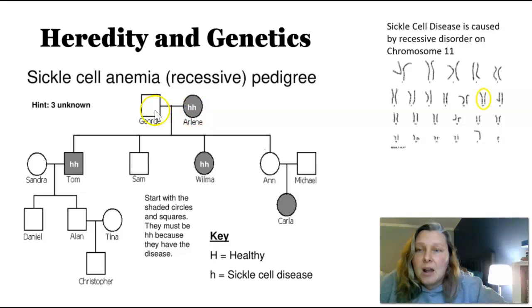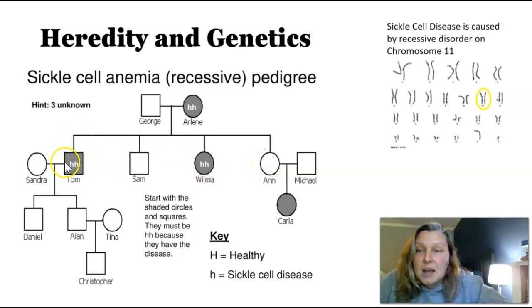So here we have Arlene and George, and Arlene, you can see she has lowercase h, and that means she carries that recessive disorder. And on pedigrees, when someone carries a disorder, we often shade in their circle or their box. And circles represent girls, boys represent boxes. So Arlene and George, as you can see, were married and had offspring. And here they have one offspring, Tom, who has sickle cell, Sam, who does not have the sickle cell disorder, Wilma, who does have the sickle cell disorder, and Anne, who does not.